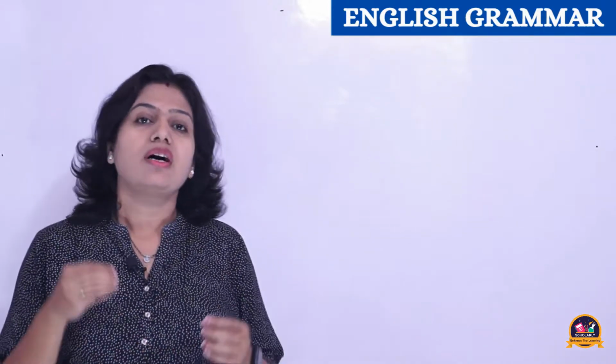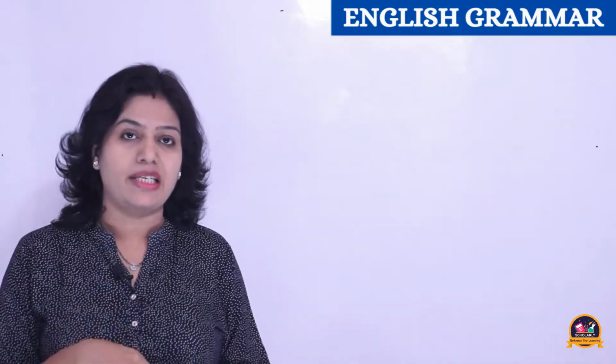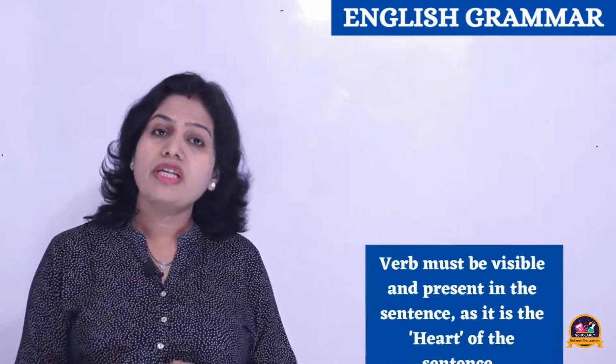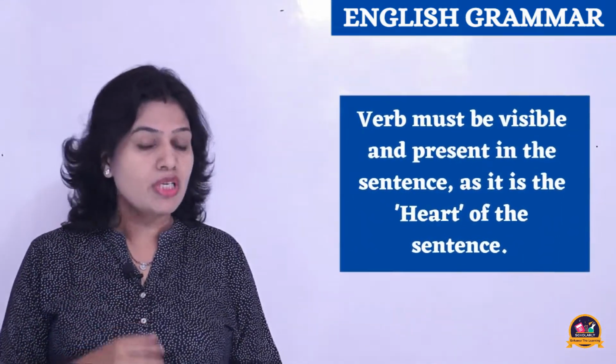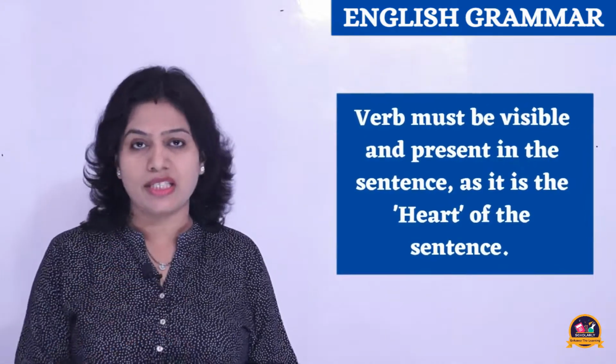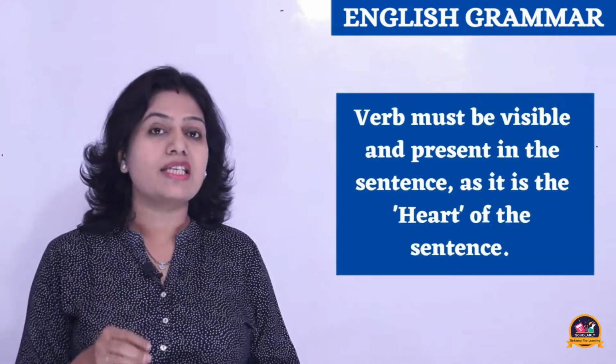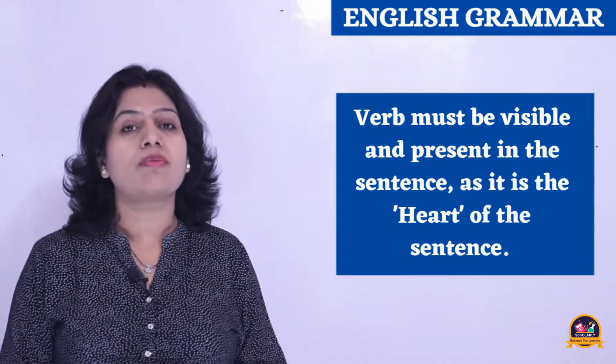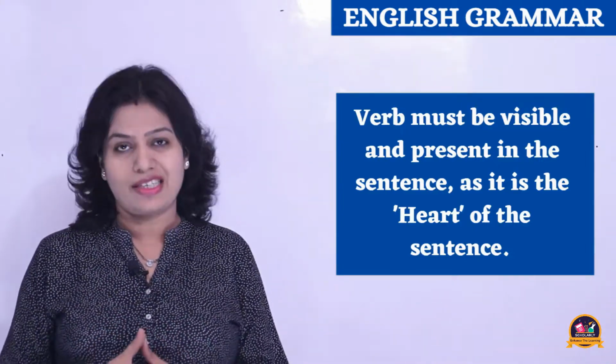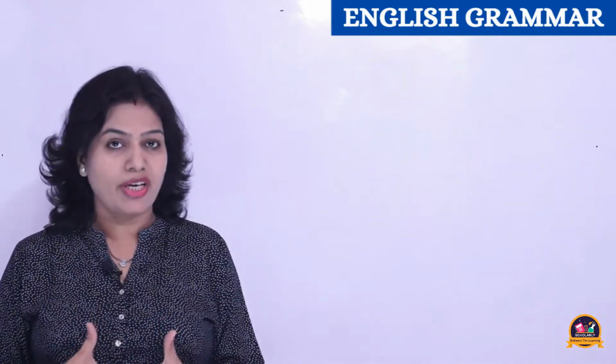In English grammar, a sentence is incomplete without a verb, as we call the verb the heart of the sentence. Sometimes in a sentence, the subject may be hidden, but the verb must be visible and present in that sentence, as it is a must to complete the meaning of the sentence. So how can we define a sentence?